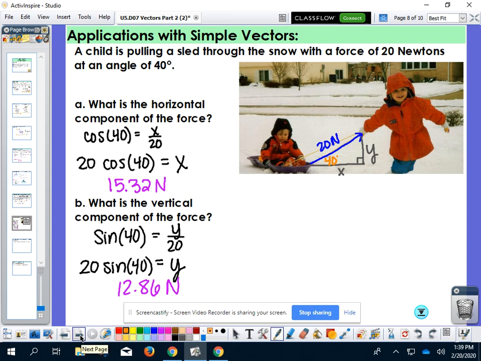Again, this connects to what we talked about on the previous slide with our formula, the magnitude, cosine, and the direction angle. Our magnitude was the force that we had, so that's 20 for each of these. And then the direction angle was the 40 degrees. Cosine always goes with x, sine always goes with y.